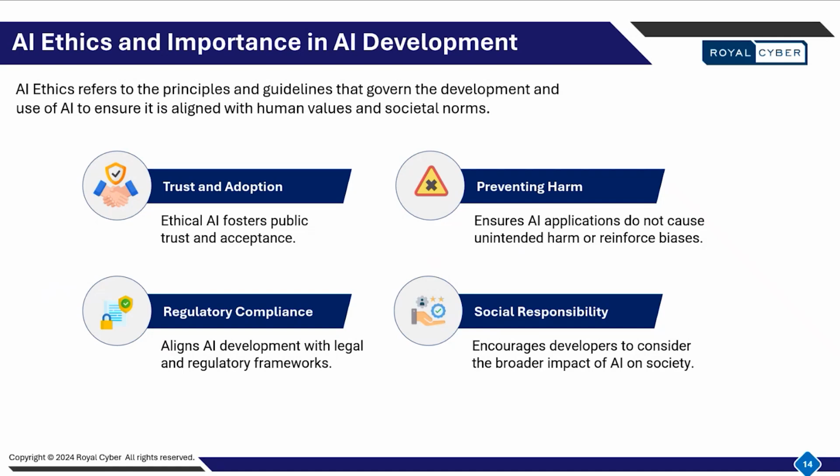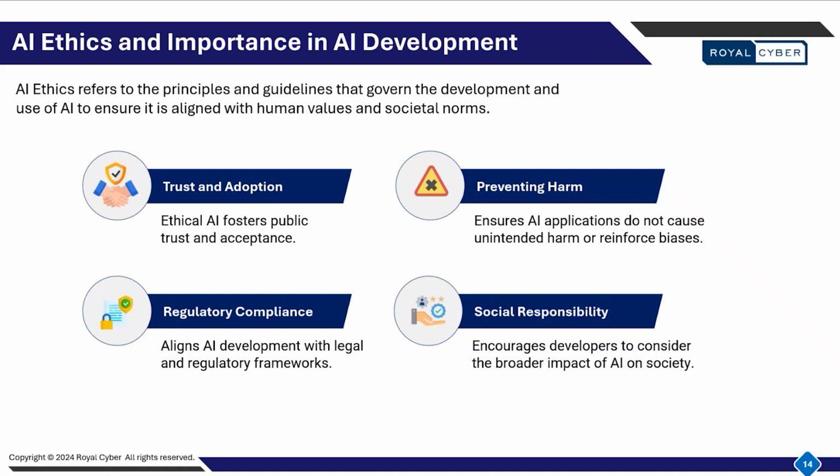Next one is preventing harm. One of the core purposes of AI ethics is preventing unintended harm. This means designing AI systems that do not reinforce biases, discriminate against certain groups, or cause any negative impact on individuals or communities. Ethical guidelines help developers create AI that is fair, just, and safe.